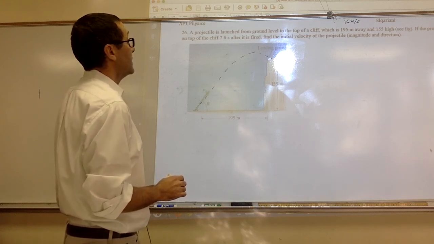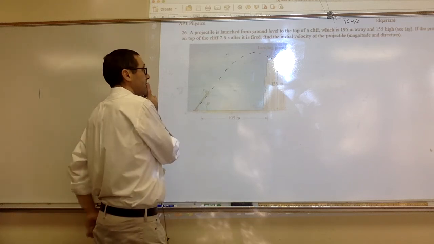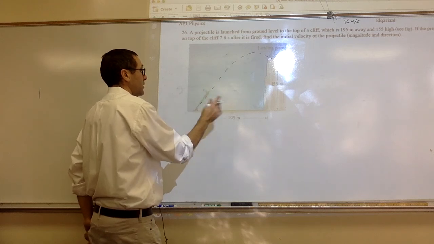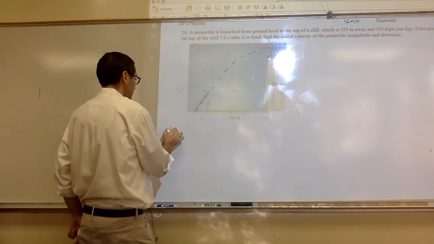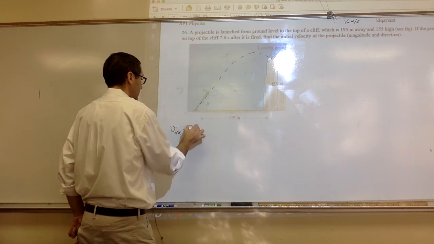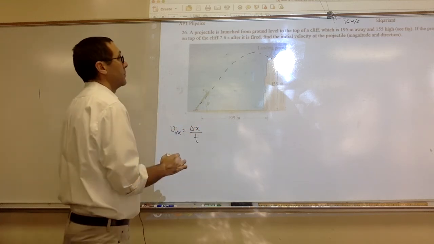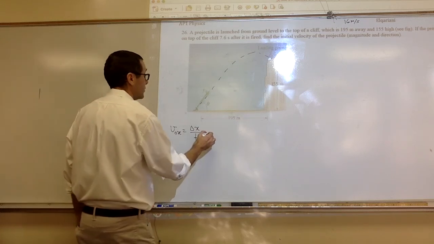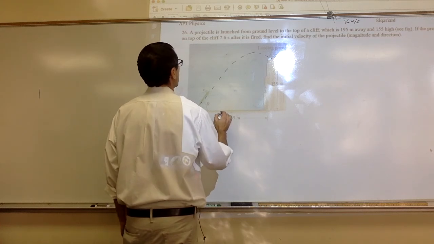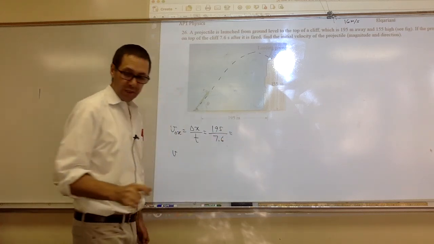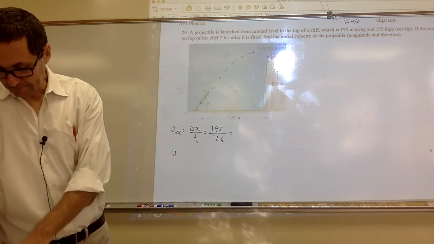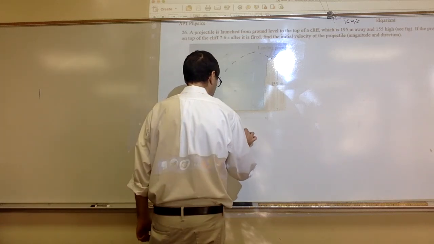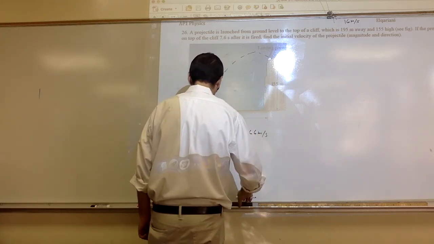Find the initial velocity of the projectile. So I think we should find the velocity in the x direction, the velocity in the y direction, and combine them to find the initial velocity. So v0x equals delta x over time, which is equal to 195 over 7.6 seconds, which gives me 25.66 meters per second.